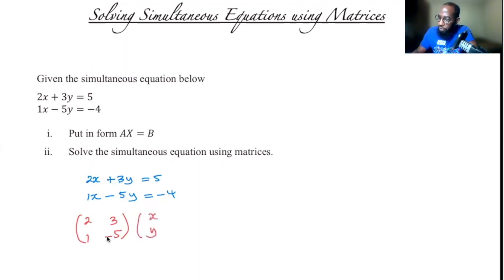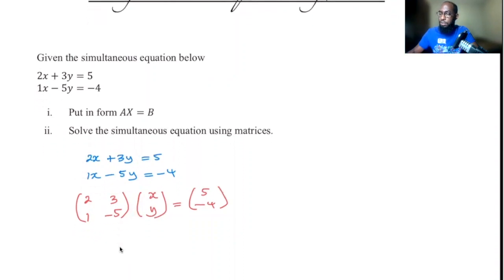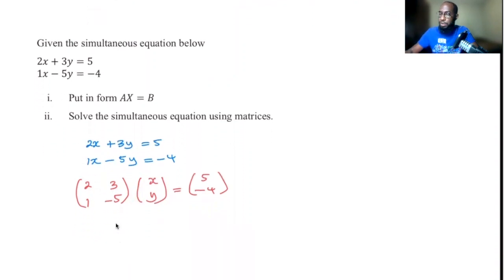I have x and y. I'll tell you why it's like this just now. And that is equal to 5, negative 4. Now, basically, if I multiply these two matrices here, if I multiply this by this, I'll get back what's on top here. So just to give a little illustration, watch this.